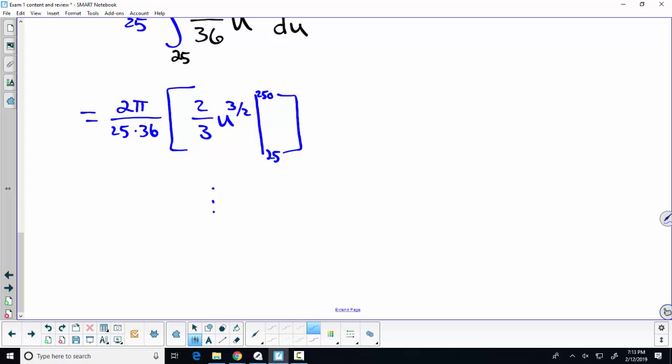Yeah, because if we raise anything to the 3/2, like 250 to the 3/2 is 250 times root 250. The 3/2 power is always that. So n to the 3/2 is always n times root n.